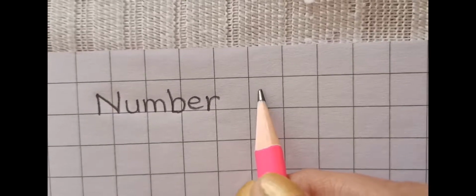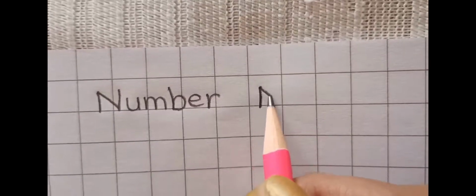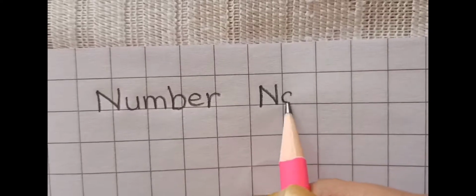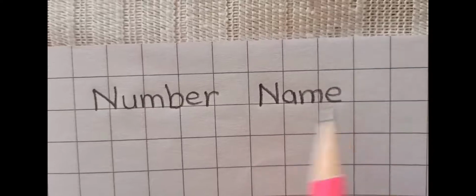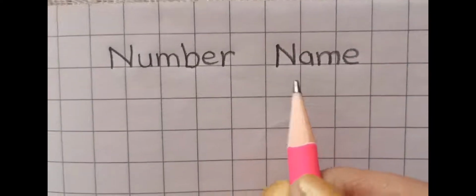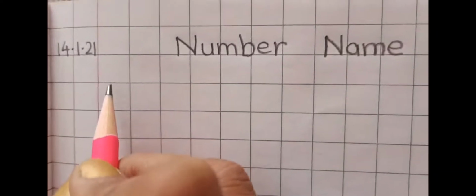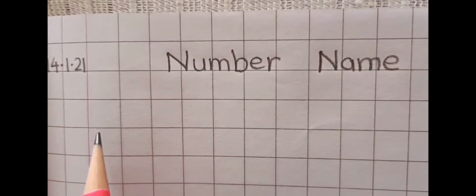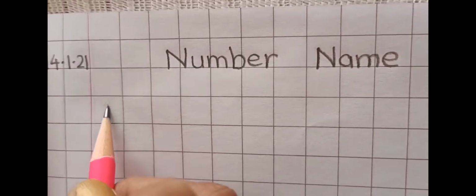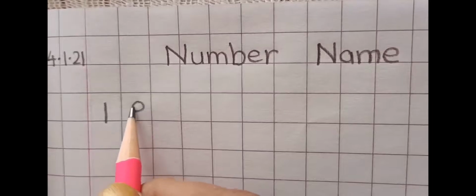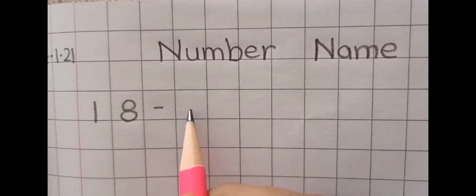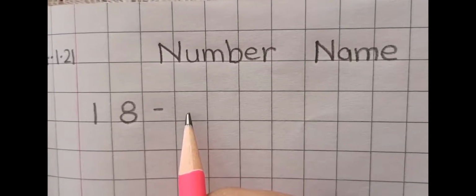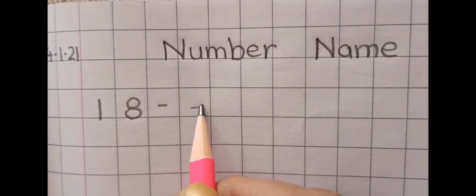First we have to write capital N, then small a, m, e. Number name. Children, now we have to leave 1 box and then write number 18. 1, 8, 18. Then small dash. Then we have to write number name 18.